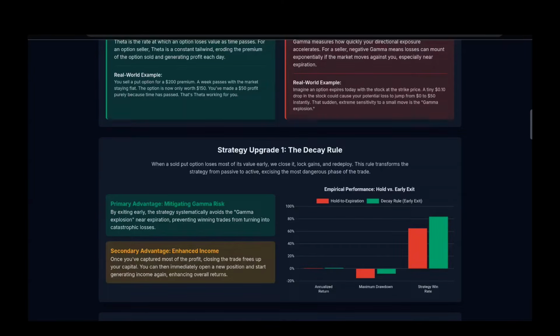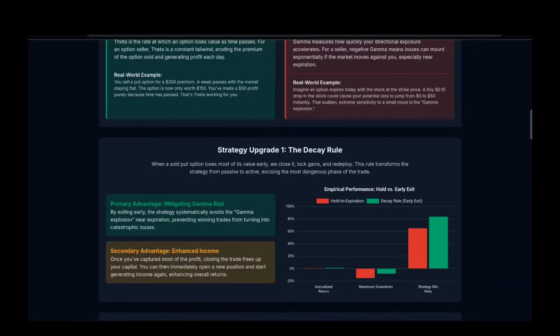The primary advantage here is mitigating gamma risk. By exiting early, the strategy systematically avoids the gamma explosion near expiration, preventing winning trades from turning into catastrophic losses. And as I said earlier, we did see that with IncomeShares, certainly when I think Coinbase was an example where we blew through the strike and we lost 1,000 shares, which was horrible to see.